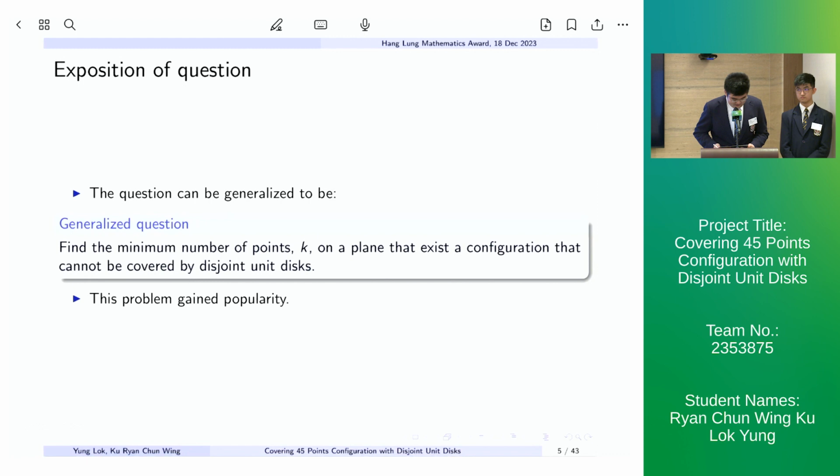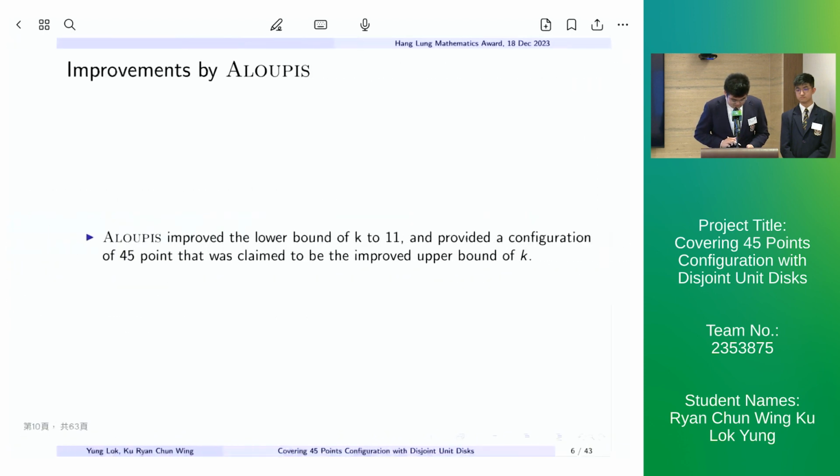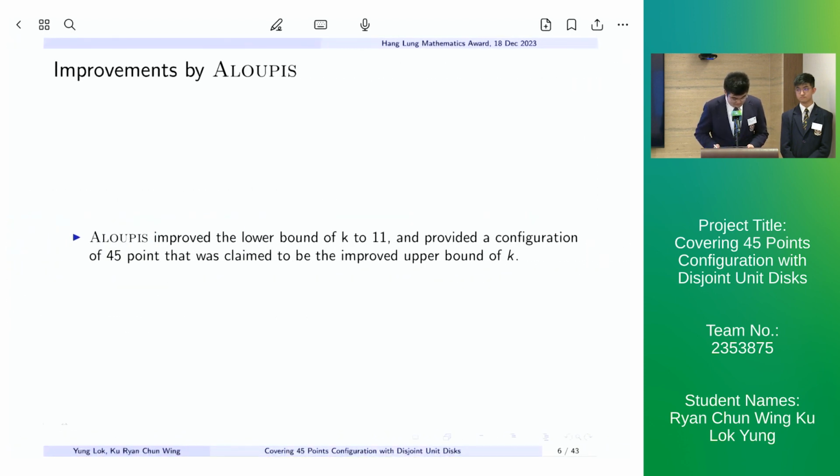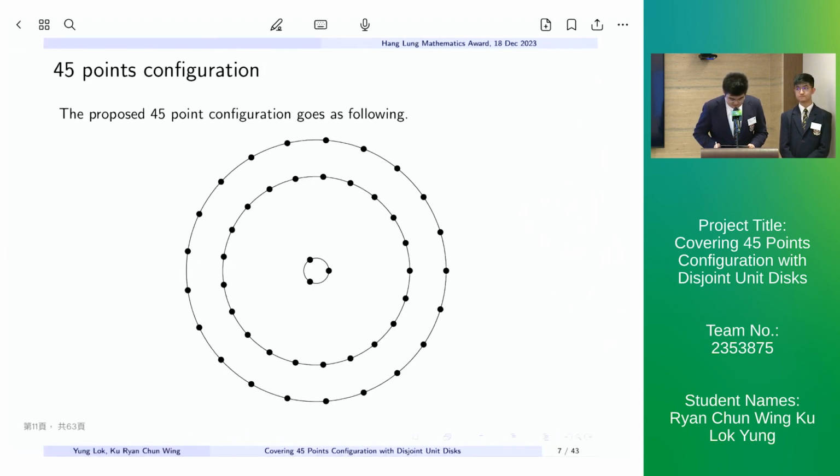The question gained popularity in the puzzle community, and several groups made improvements on the bound of k. The most recent advancement on the problem was in a paper written by a team of Alupis, in which they improved the lower bound of k to 11, and provided a configuration of 45 points that they claimed to be the improved upper bound of k. This configuration caught our eye.